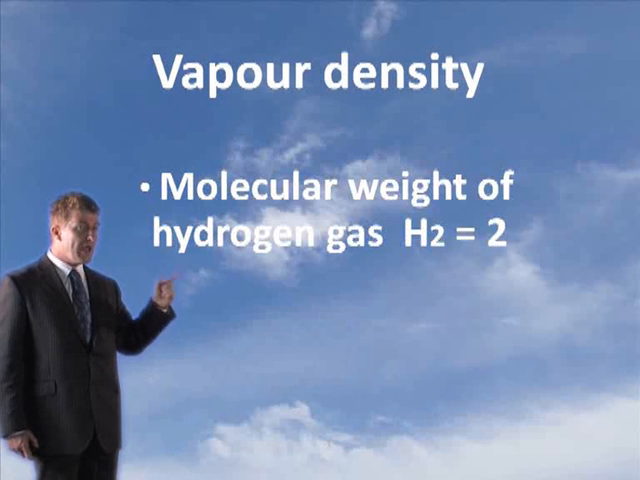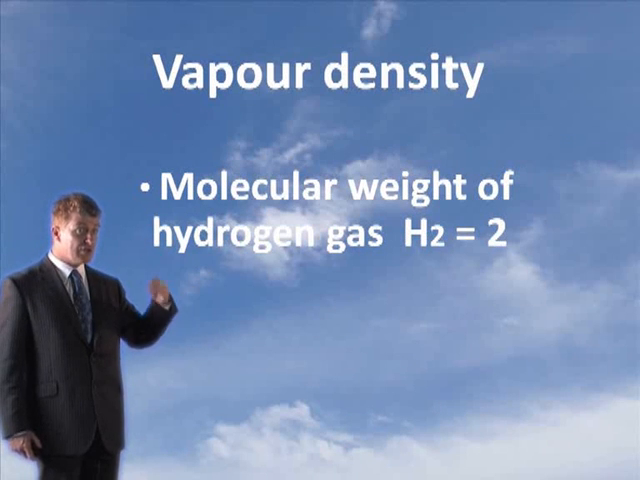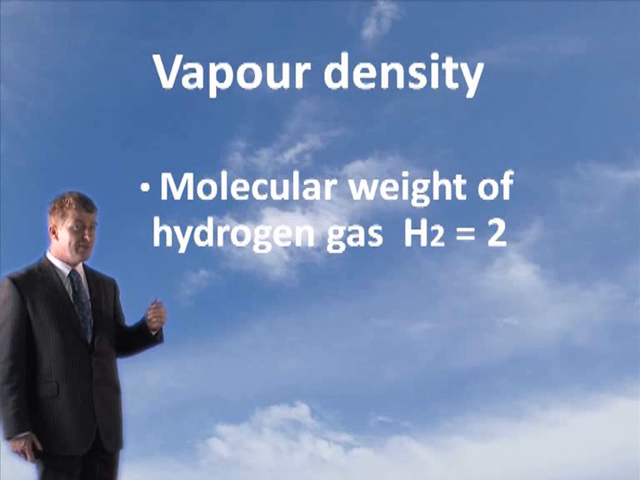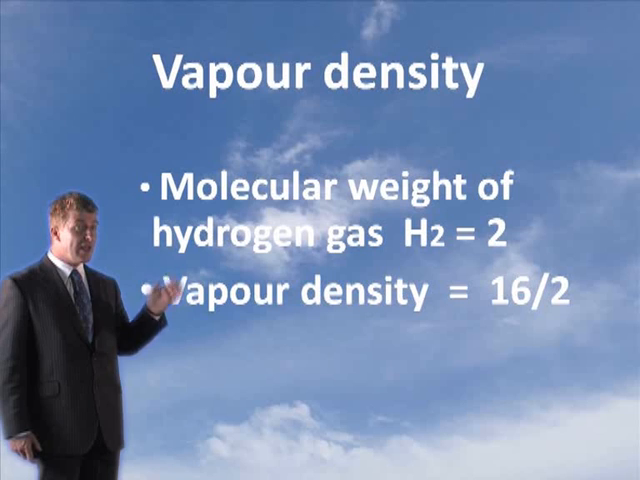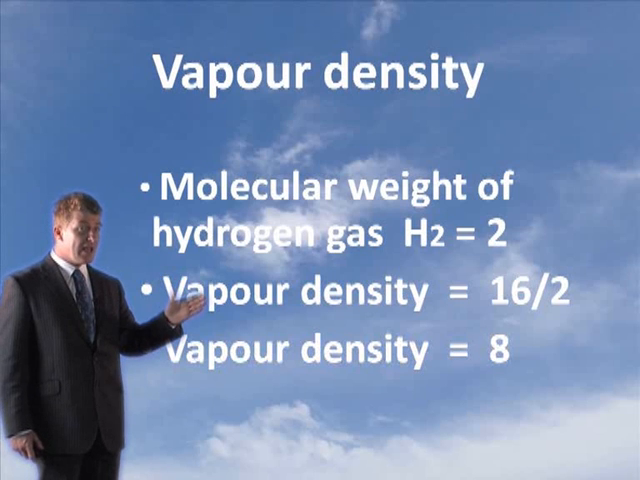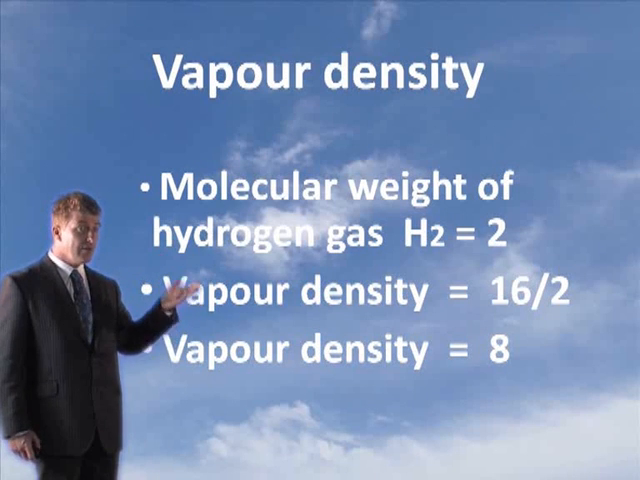Well, the molecular weight of hydrogen is 2 because there's 2 hydrogens. So that gives you 16 divided by 2. The vapour density of methane is 8. Methane is 8 times heavier than hydrogen. So that's the vapour density. Now the problem is, this doesn't actually tell you a lot because air is not just made up of hydrogen.